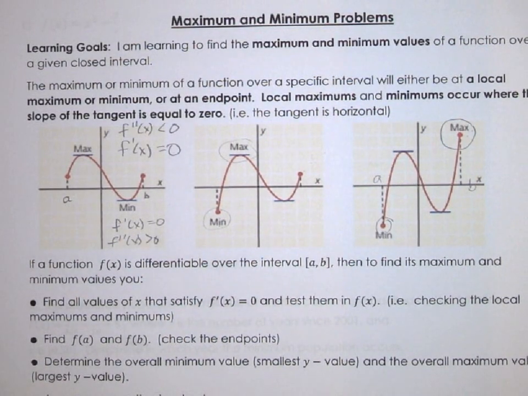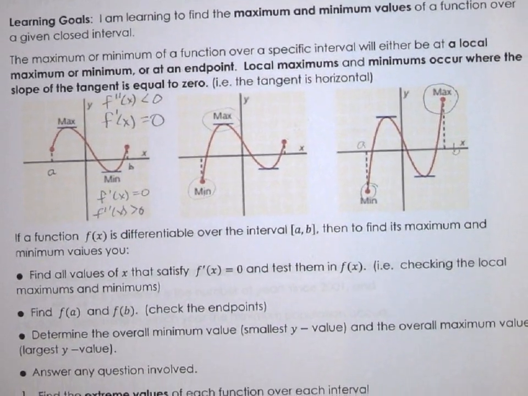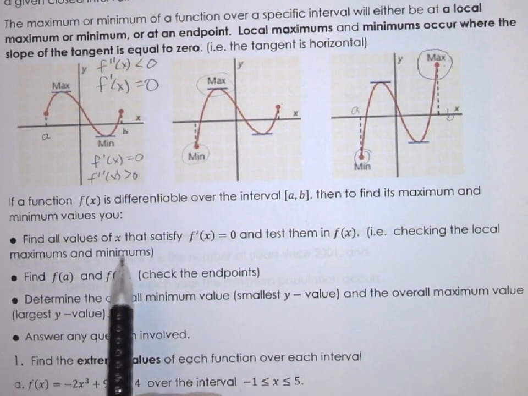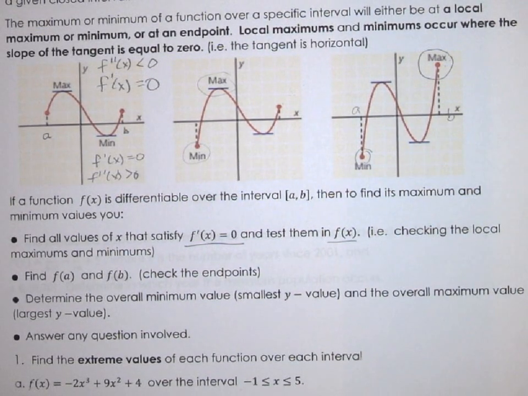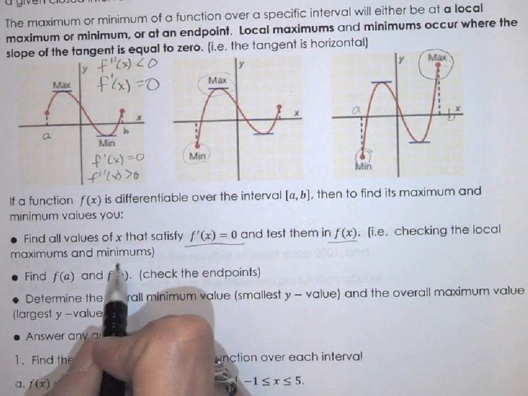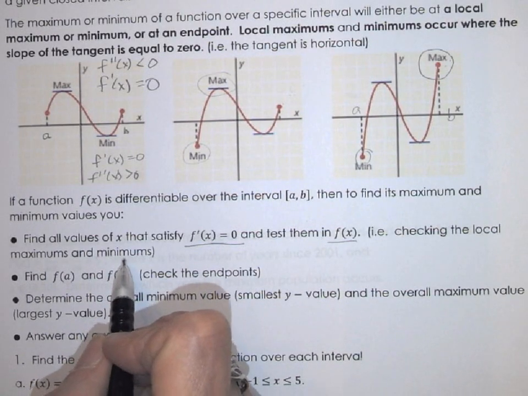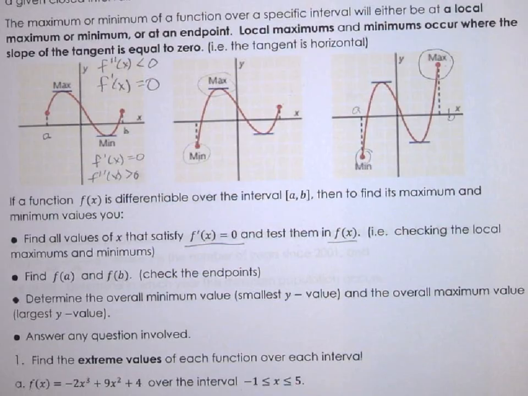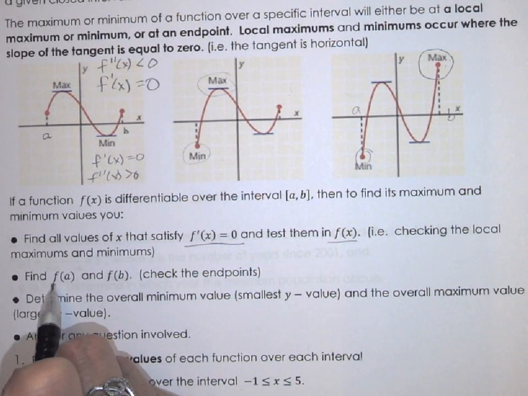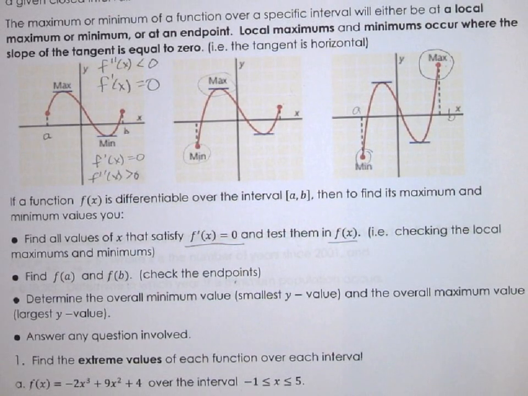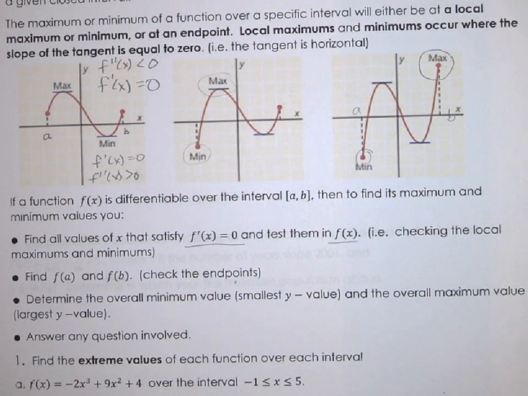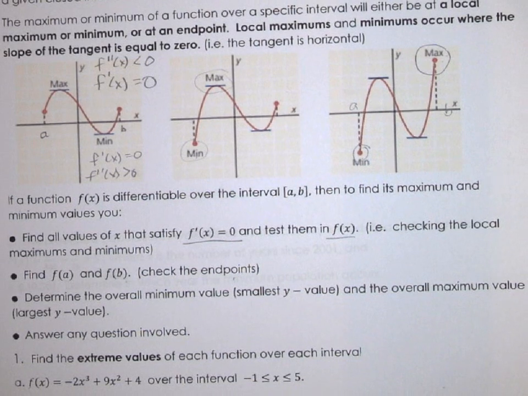So basically the algorithm for doing these problems is just going to be: find all values of x that satisfy f prime at x equals 0 and test them in f at x. So we're going to check the local maxes and minimums and what their y values are, so how high up or down they are. Then we're going to find the value of f at a and f at b. Those are testing the endpoints. And from that, we're going to determine the overall minimum value, the smallest y value, and the overall maximum value, which is the largest y value, and answer any questions involved.